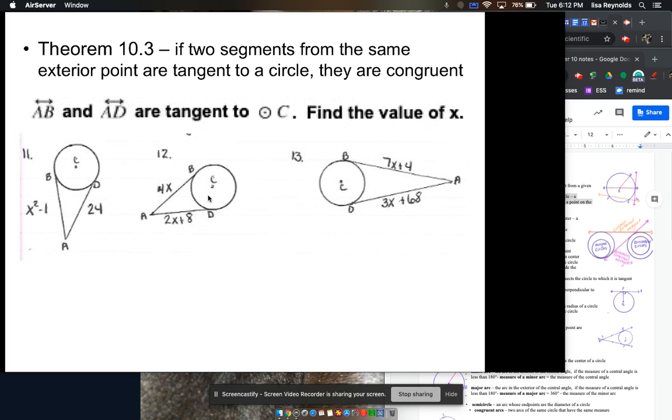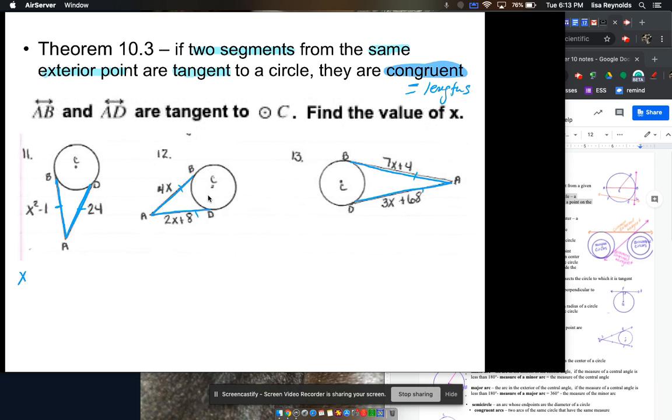Our last example, we're going to work with theorem 10.13. And in this theorem, if we have two segments that have the same exterior point and they are tangent to the circle, then they are going to be congruent. Remember, congruent means that they are equal lengths. So for each of these problems, our two segments that are tangents are of equal length. So we have two equal length segments.